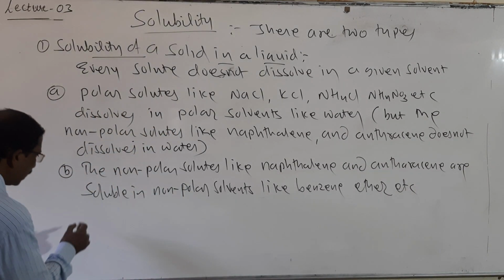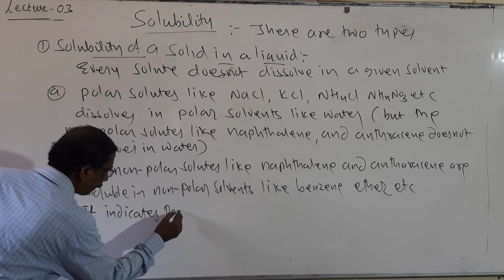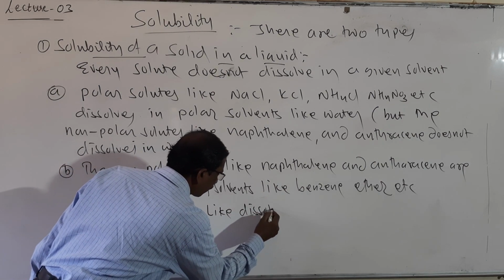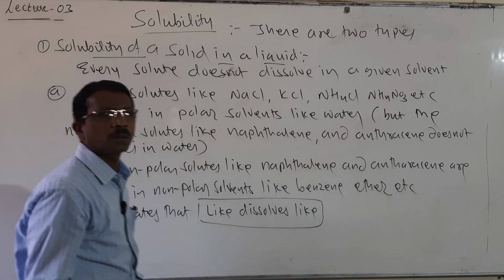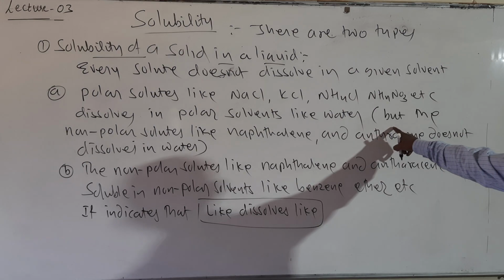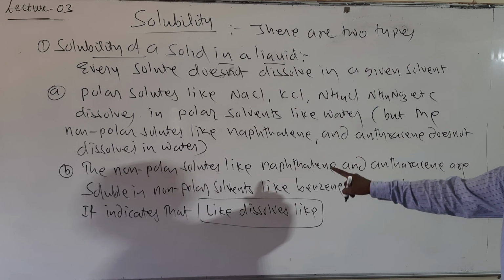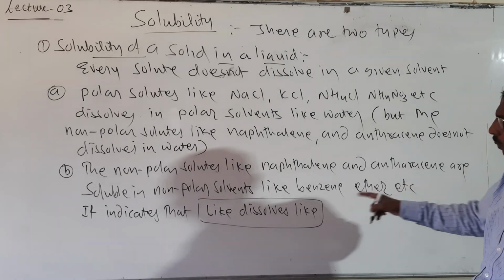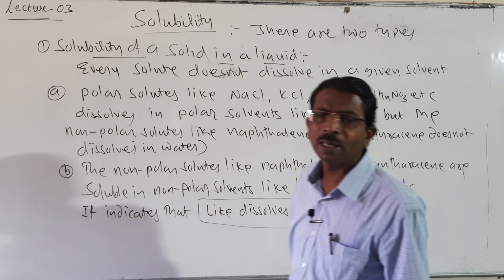So here it indicates that like dissolves like, means that polar solutes like NaCl dissolve in polar solvent only, and non-polar solutes like naphthalene, anthracene, etc. do not dissolve in water, they do not dissolve in polar solvent. So the non-polar solutes like naphthalene and anthracene are soluble or dissolve in non-polar solvents. So it indicates that like dissolves like.